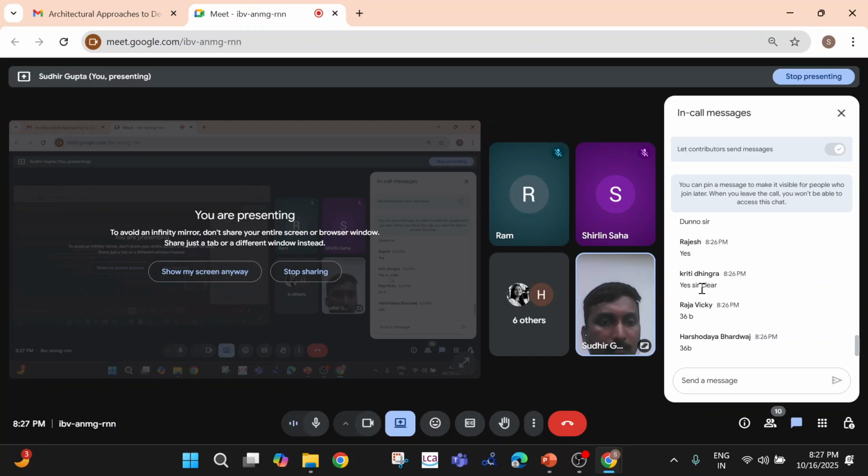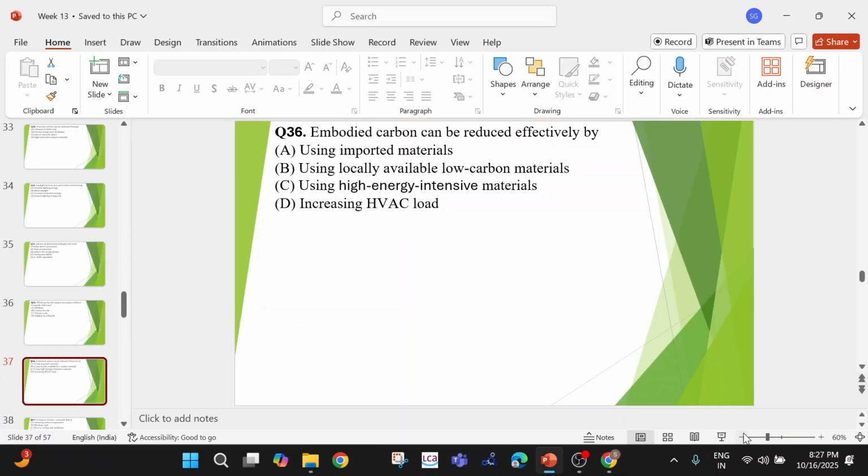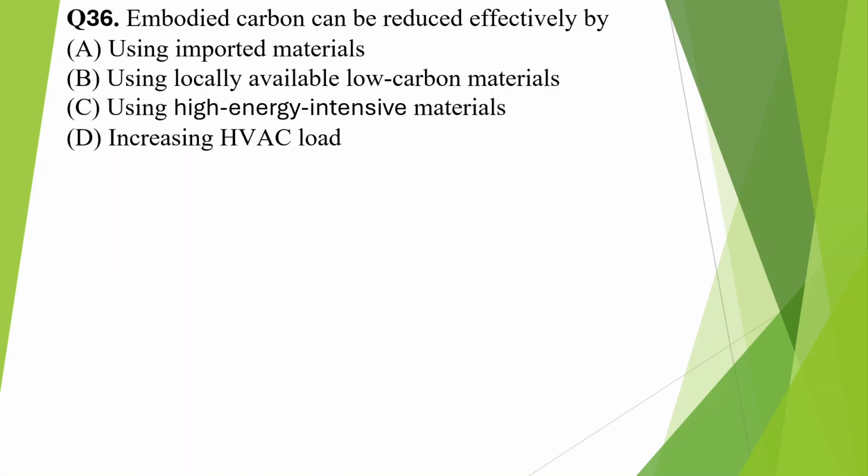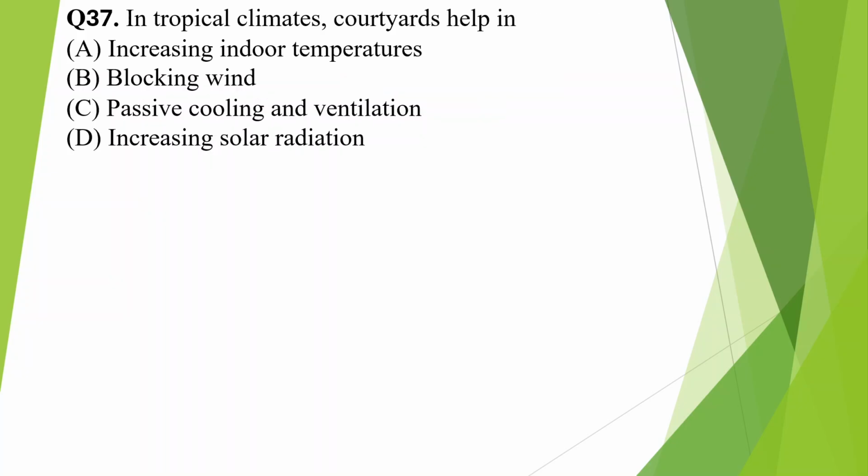Yeah. So a lot of people have answered. Raja was first to answer this question. Then Harsh, Kirti, Rajesh, all of them have answered, and all of them have voted for option B, which is the correct answer. Whenever you rely on locally available low carbon materials, then for sure you will be saving transportation, extraction and manufacturing emissions, I should say. Then overall it will reduce the embodied carbon. Option B is the correct answer. All of you are correct. So let us move to question number 37.